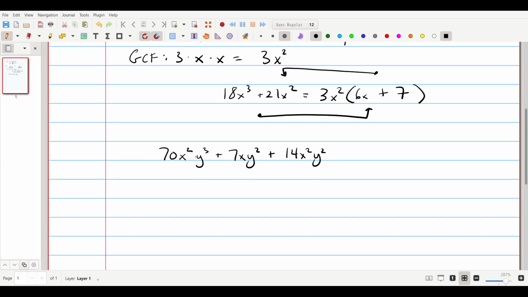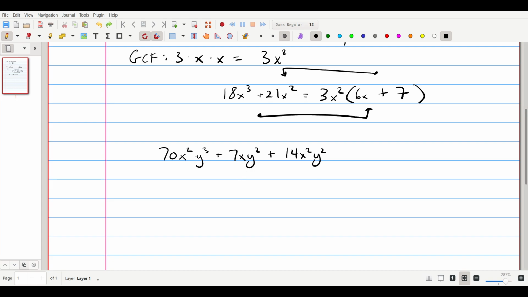Here we're looking for the greatest common factor. So we want to find the biggest number that is multiplicatively inside of here, but then also for the variables as well. So here we have two x's in this first term. Here we only have one x, and here we have two x's. So what is the greatest amount of x's that we have in common between all of the terms? It's just 1, because this one doesn't have two of them.